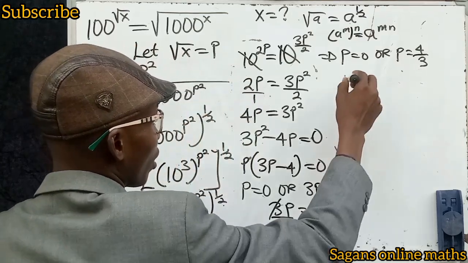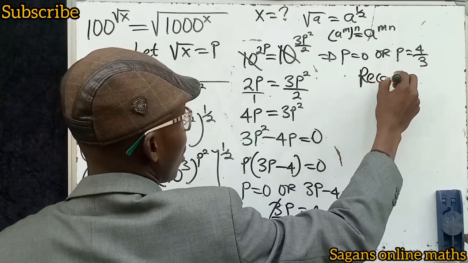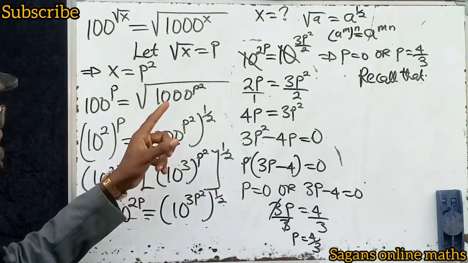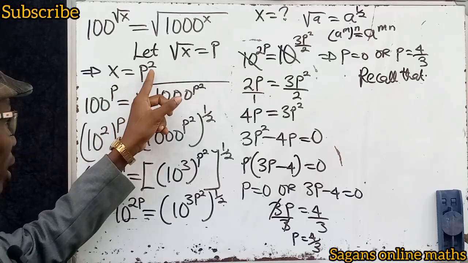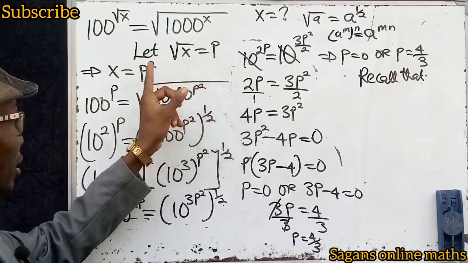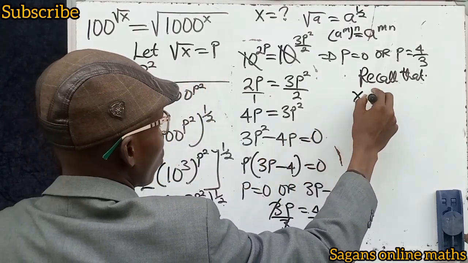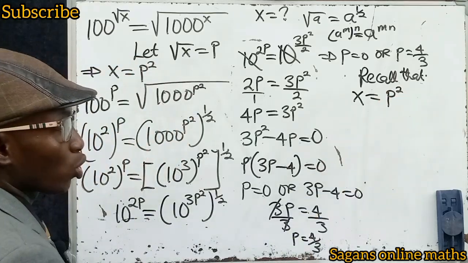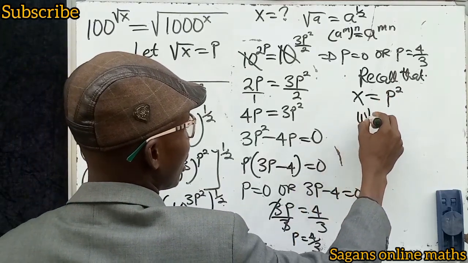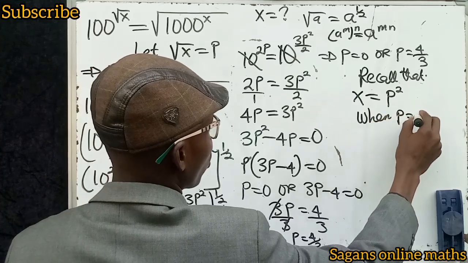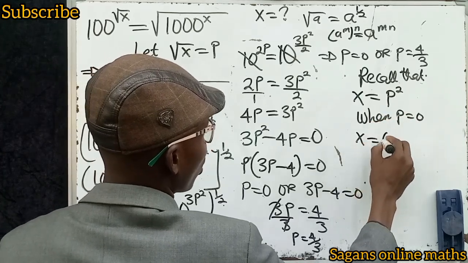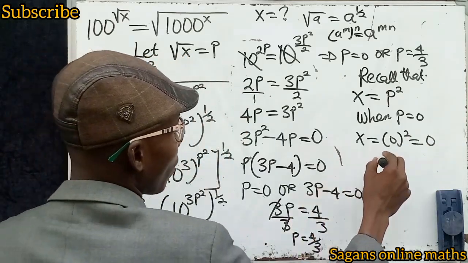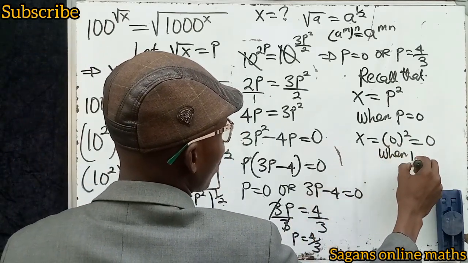Now, let's recall that our s is equal to p square. That means root s equals p, that means our s is equal to p square. Now, let's see when p is equal to 0. When p is equal to 0, now see that our s is equal to 0 square. This is equal to 0.